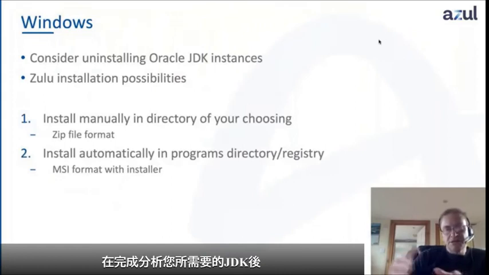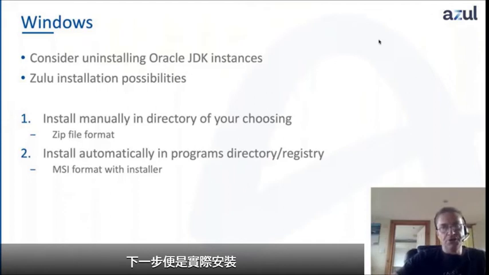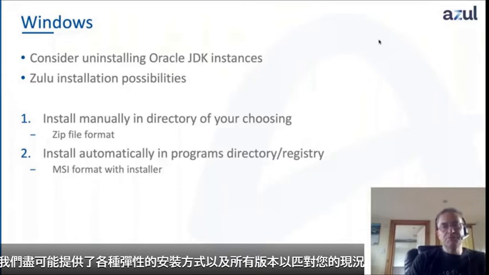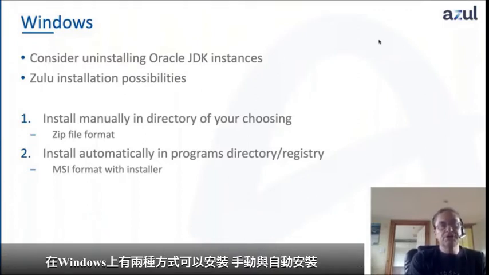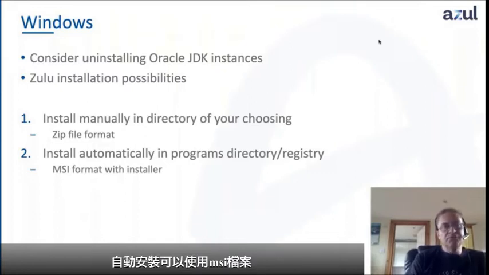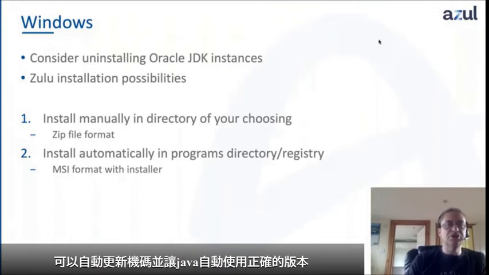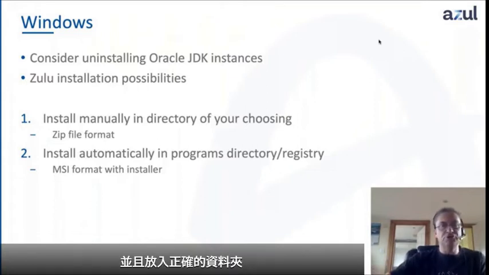Having done the analysis and figured out what you need to use, you then need to actually do the migration and install the new versions of Java. From an installation perspective, we provide you with as much flexibility as possible, matching exactly what you would have got from Oracle. There are two different ways you can install on Windows. First is if you want to do a manual install. If you want an automatic install, there is an MSI format file that we can provide, which has an installer that will update things like the registry so that the version of Java is picked up automatically, and it will put it into the right directory in terms of the programs directory and so on.